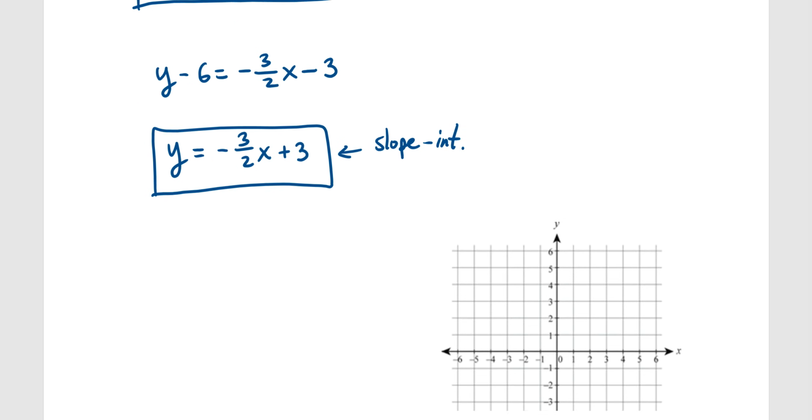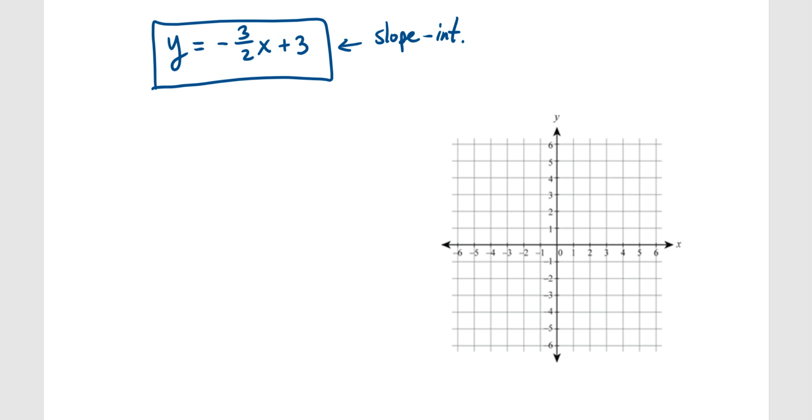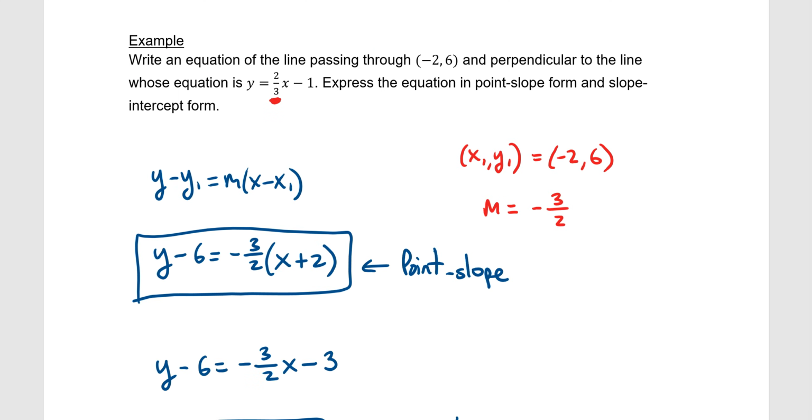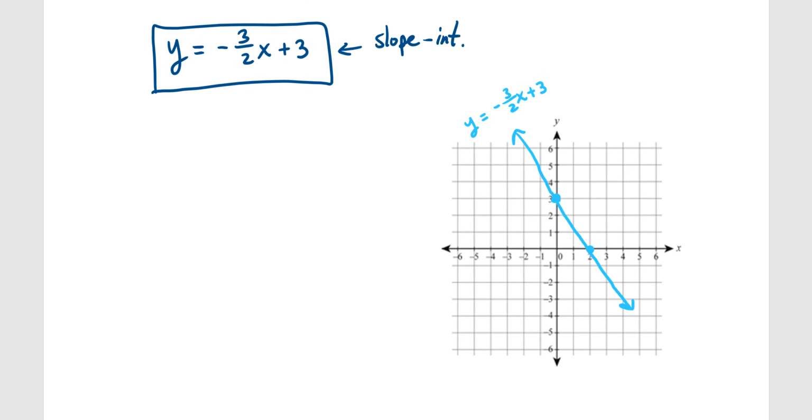So let's go ahead and graph that one. We have y-intercept of 3, slope of negative 3 over 2, so down 3 to the right 2, and we connect them, and it looks like this. And the other line that we are perpendicular to is y equals 2/3 x minus 1. That's a y-intercept of negative 1, slope of 2/3, up 2 to the right 3, and we connect those. That one looks like this. And just a little verification, it does look like they intersect at a 90-degree angle, so it looks like we did it correctly.